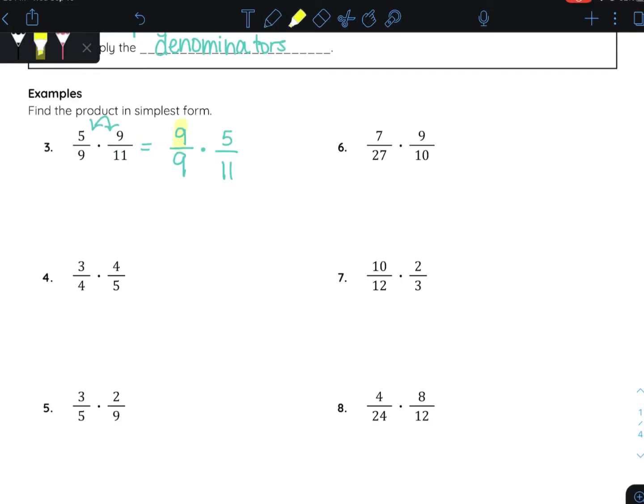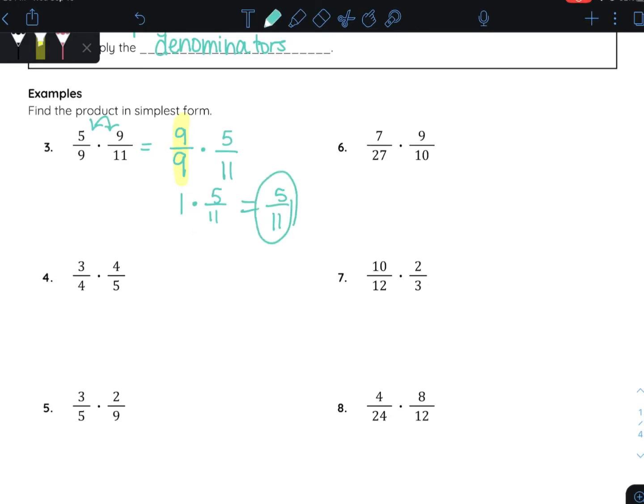But now we see something super cool here. This is just a 1. So this is literally 1 times 5/11, or 5/11. Put it over here. And that's your final answer.